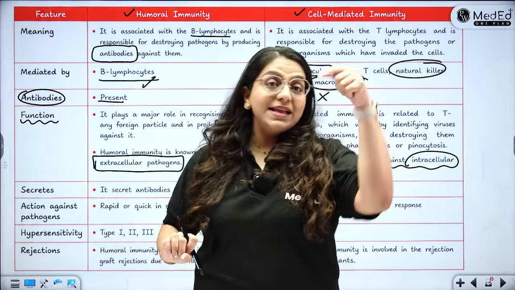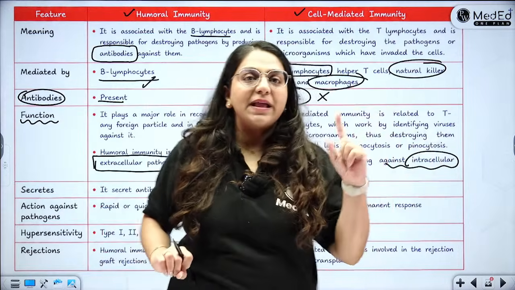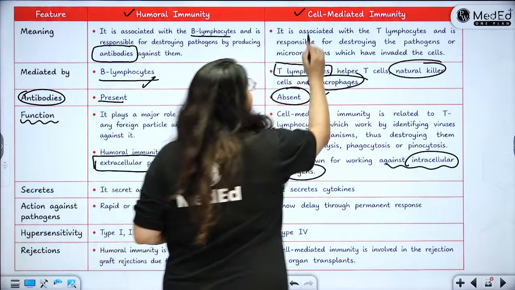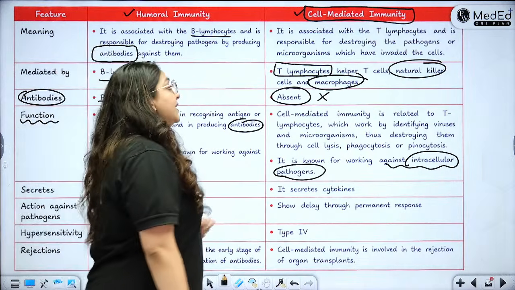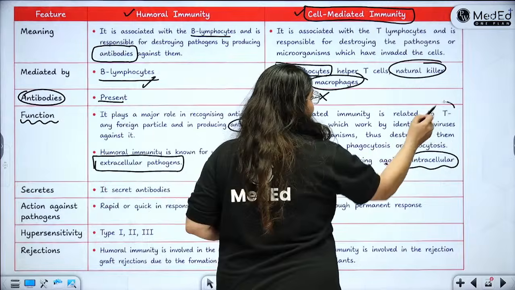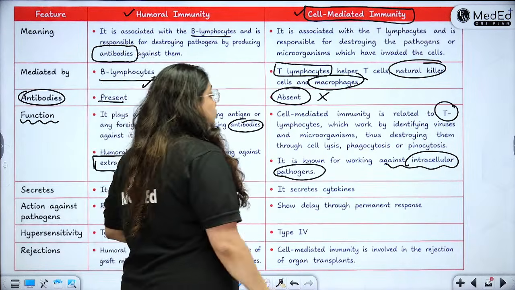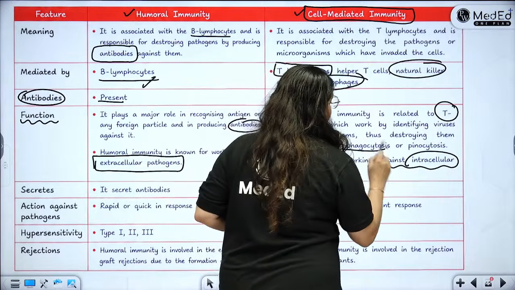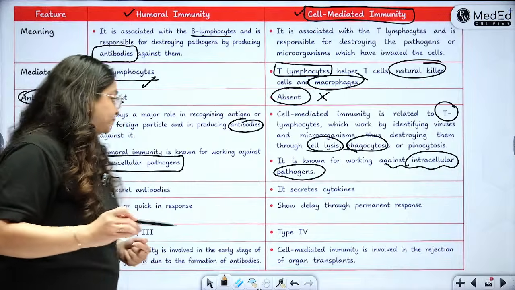Anything which is hiding inside your own body cell, these intracellular pathogens can only get killed by the cell mediated immunity or these cells of the cell mediated immunity. ये कैसे करेंगे? They are related to T lymphocytes which work by identifying viruses or any microorganisms, destroying them through cell lysis, phagocytosis. ठीक है? So they are going to directly go and kill these cells.